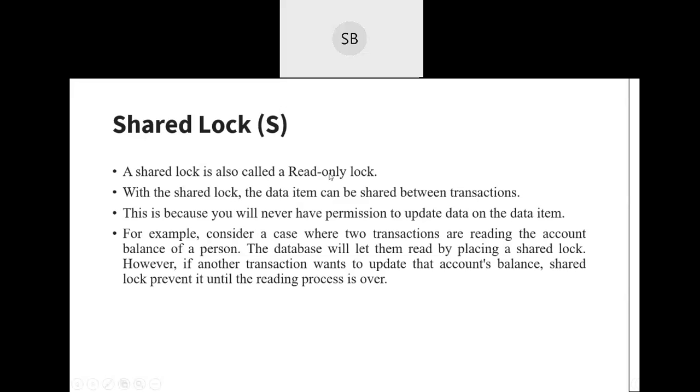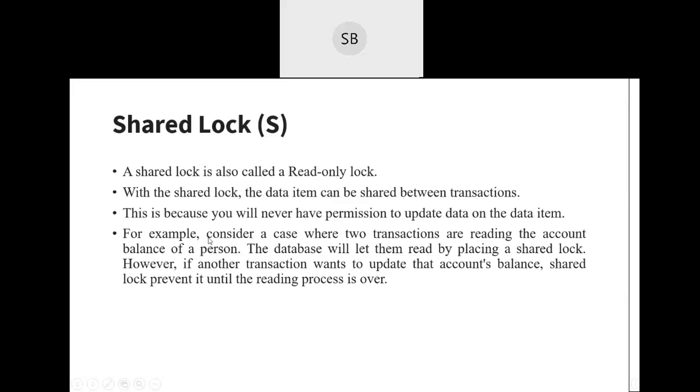This is because we will never have permission to update the data item. When you have the shared lock, you are not allowed to update or write in the operation. So you now know that in a transaction we can perform two types of operations, that is reading and writing, right? When we apply the shared lock, we are able to read the data, but we are not able to make any changes to it. We don't have the permission to make any changes. So this is known as shared lock, and we represent it using the letter S, right?